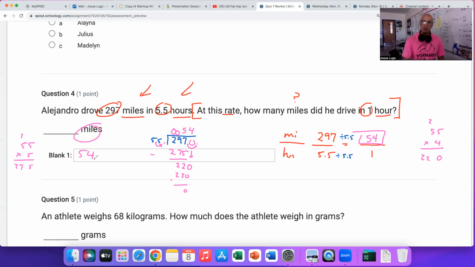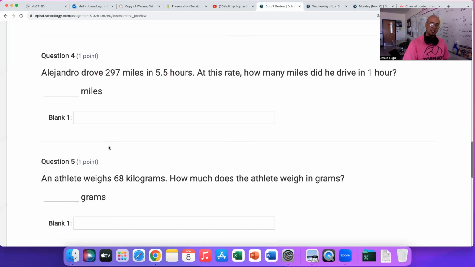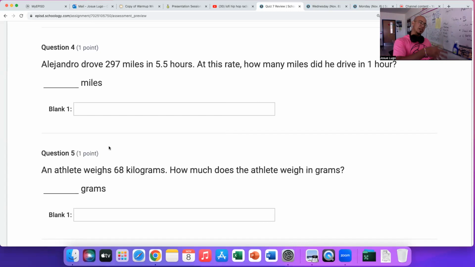But again, notice the pattern. I started off, ladies and gentlemen, by writing down what am I comparing? Okay, miles per hour. What is the ratio that is given to us? 297 miles in 5.5 hours. And then I'm trying to get to 1 hour. And I just divided both by that. Could I have cross multiplied and divided? Yes, that always works. You can do 297 times 1, which is 297, and then you divide by the number that's left over. So that'd be 5.5. I still get the same answer. Okay, next one. And guys, if I am going too fast, I do recommend that you rewind, or if you already know this problem, you can move on to the next one.